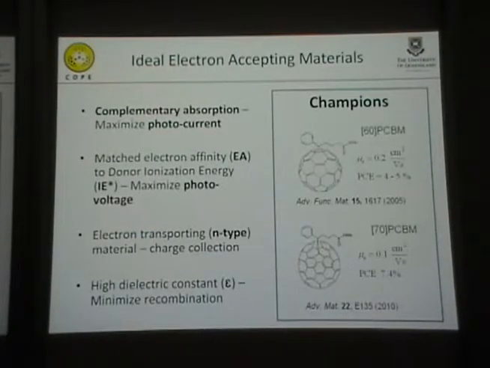So the ideal acceptor has complementary absorption to the donor material in order to maximize photocurrent, and matches electron affinity to the donor's ionization energy in the photoexcited state to maximize photovoltage. It's electron transporting, of course, we want to collect the charges, and we want a high dielectric constant to minimize recombination. And they're the champions we've seen throughout the week.